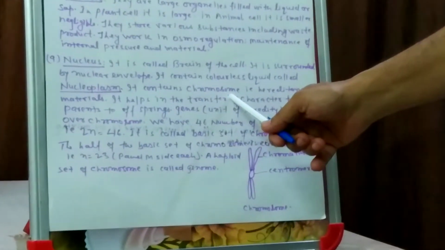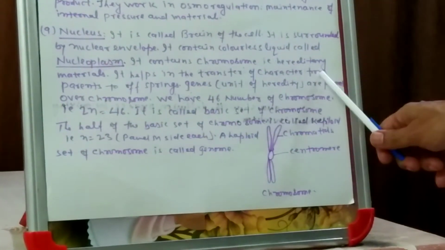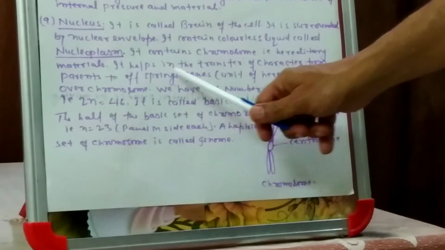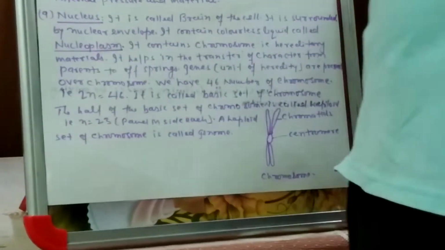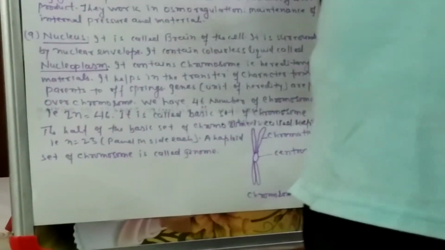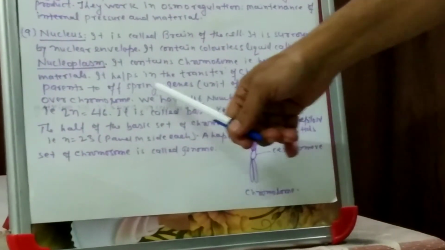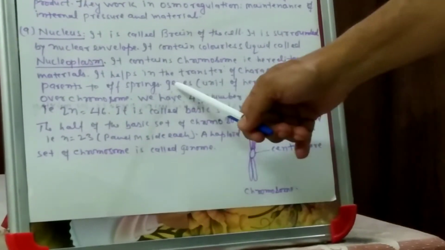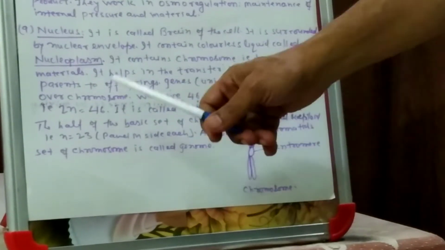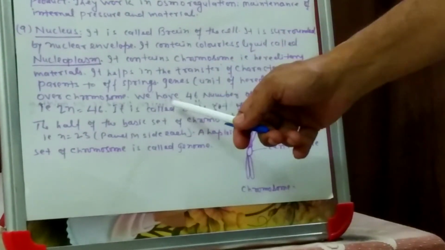It contains chromosomes, that is hereditary material. It helps in the transfer of characters from parents to their offspring. This transfer of characters from parents to their offspring is known as heredity. The unit of heredity, known as genes, is present on the chromosomes.